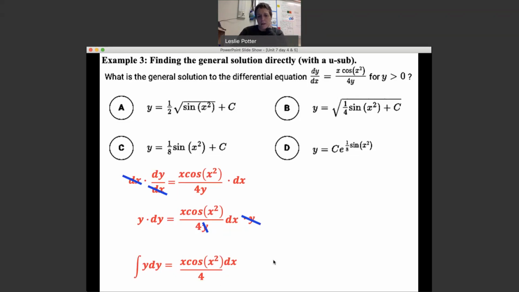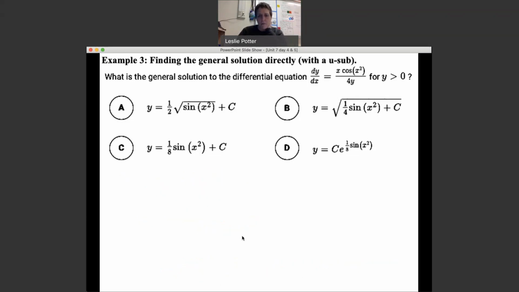Okay, now I can do the antiderivative of both sides. So I'm going to flip over to the next screen here. So that's what I had on the previous screen.